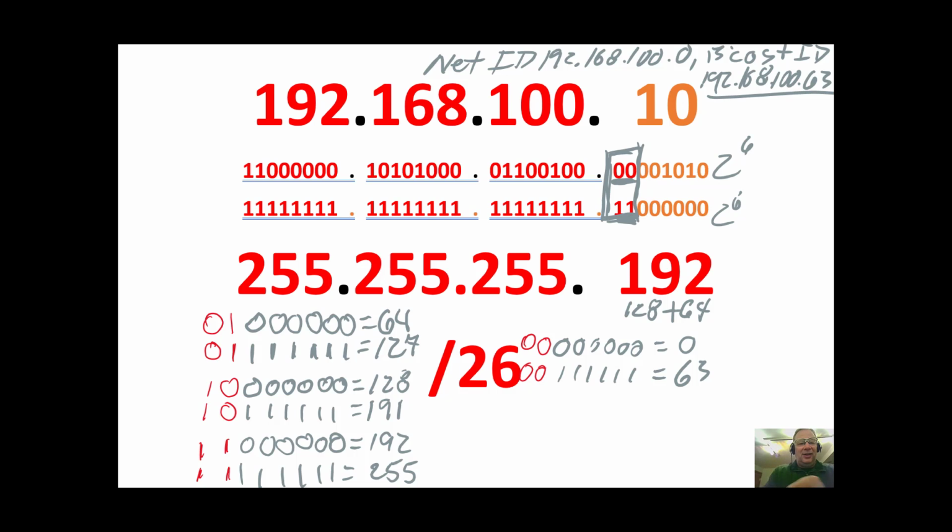Obviously, the first three numbers still have to be 192, 168, 100 in order for it to be the same network. But we've taken that fourth octet, which was just one value, all host, and we've now broken that same space down. It's still 256 total addresses, but we've now made 4 equal-sized networks out of them, each one of them 64 addresses in total.